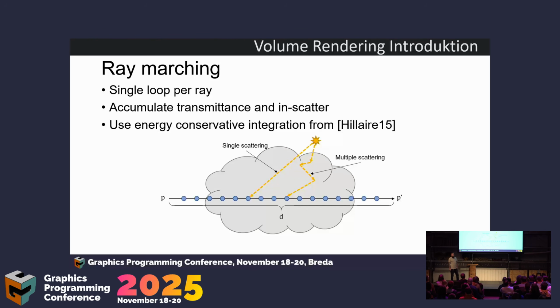One frequently used rendering technique is called ray marching, where we approximate the volume rendering equation in a single loop per ray. Each iteration of the loop evaluates the media properties and the lighting at the sample point and accumulates radiance and transmittance.